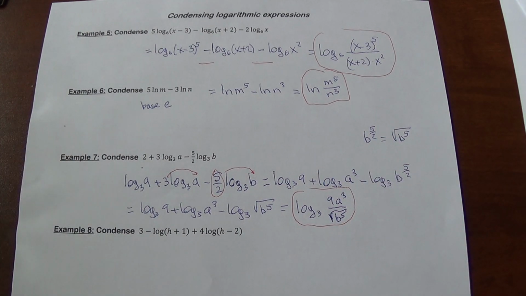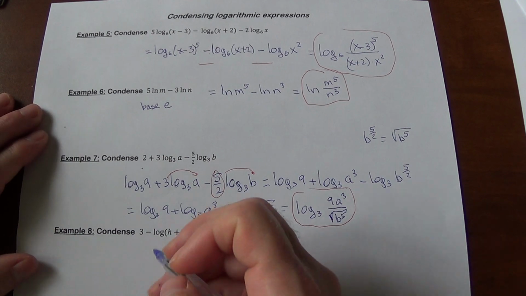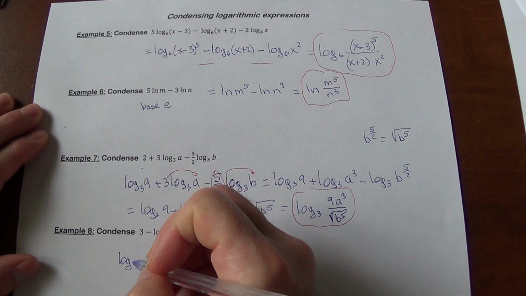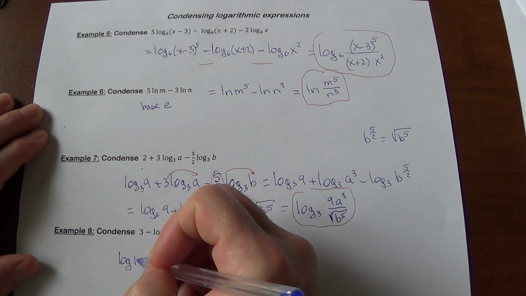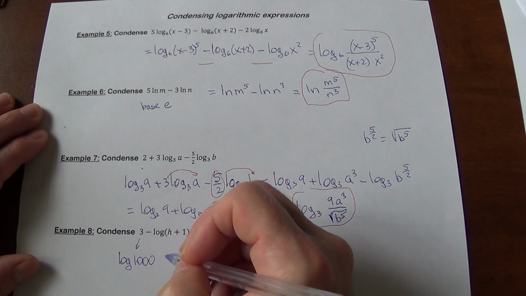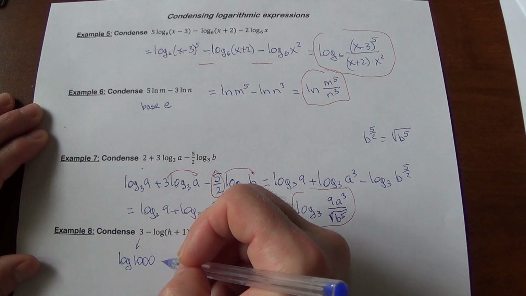And a similar thing is going to happen with number 8. You have that number 3 that you need to write using a logarithm. So this is base 10. So base 10, 10 to the 3rd power is going to be 1000. So that here is going to be log 1000.